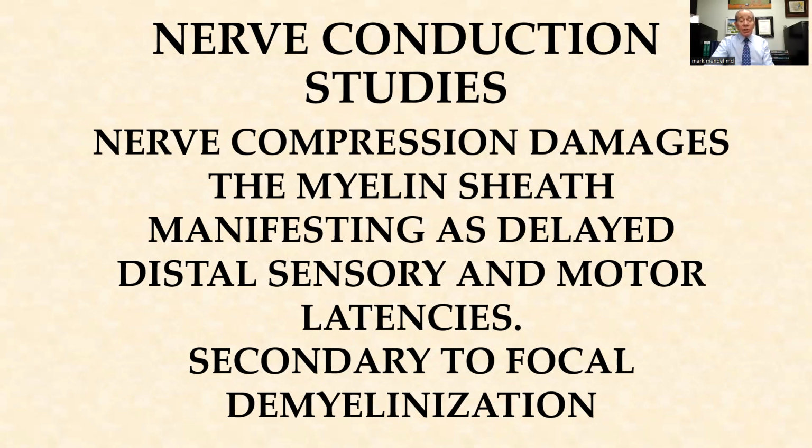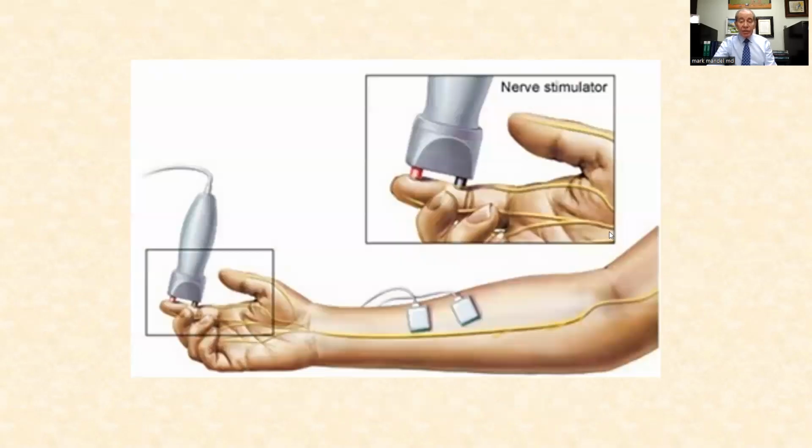Why does a nerve conduction study become abnormal? Because surrounding the nerve is a special fat called myelin that is actually compressed. What happens is that the nerve impulse, as it goes from point A to point B, goes through this compressed area, and there's a delay. So the median nerve at the wrist has both sensory and motor components, and those are altered due to what's called focal demyelinization. So here's a nerve conduction study.